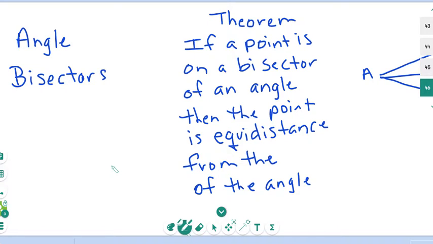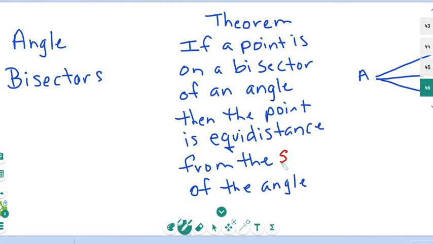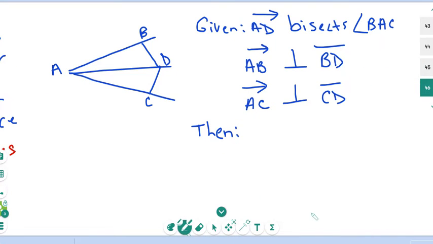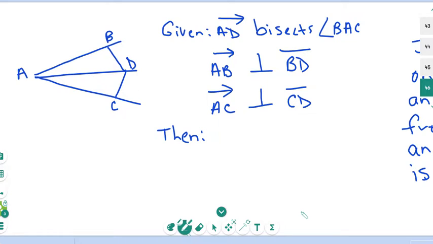Angle bisectors. The angle bisector theorem says if a point is on a bisector of an angle, then the point is equal distance from the sides of the angle. All right. So let's look at what this means.